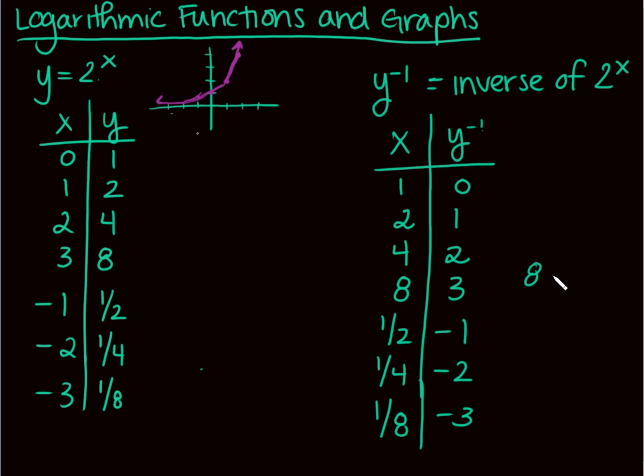If my input is 8, what is my output? It's going to be the exponent to which I would raise 2 in order to get 8. If my input is 4, my output is going to be 2 because 2 squared is 4. If my input was 16, what would my output be for this function? It'd be 4 because 2 to the 4th is 16. So that's what this function does, right? You plug in numbers and then it plugs out the exponents that you would raise 2 to in order to get whatever that number is.